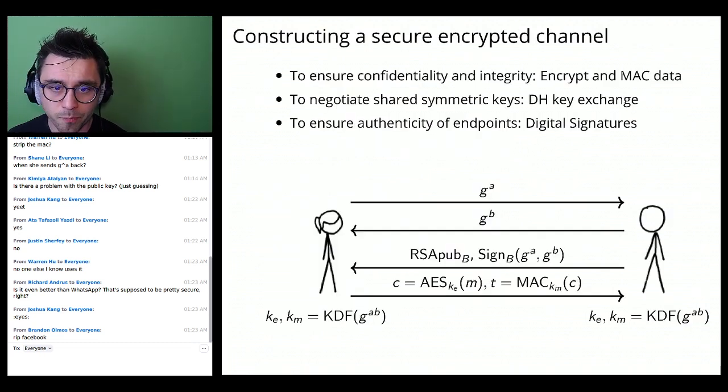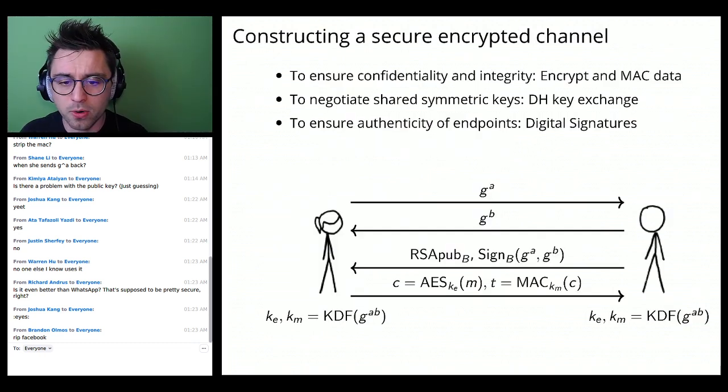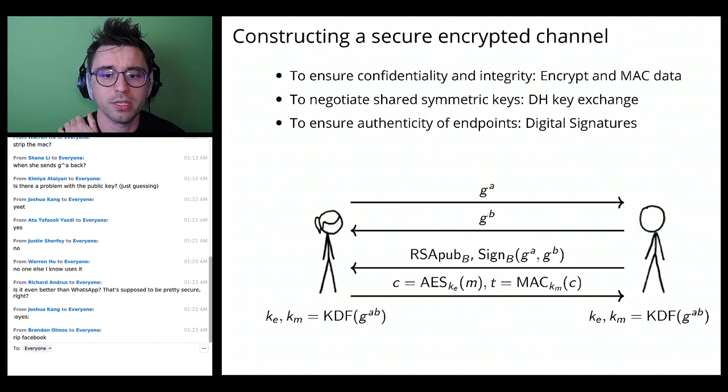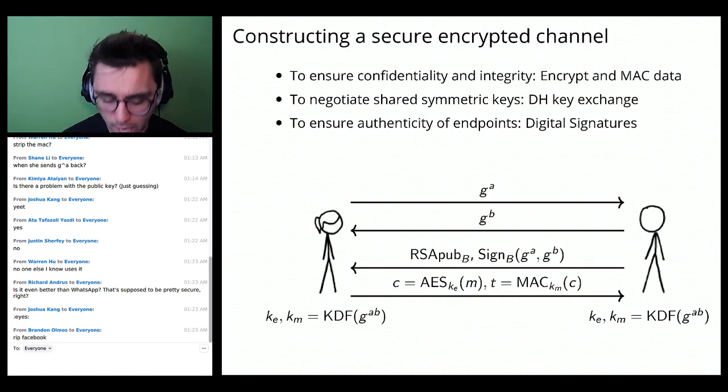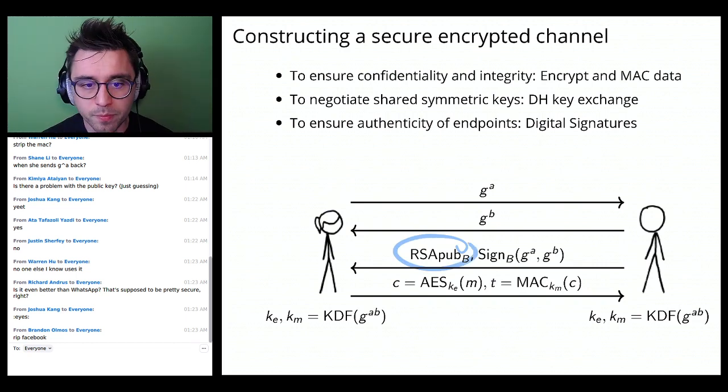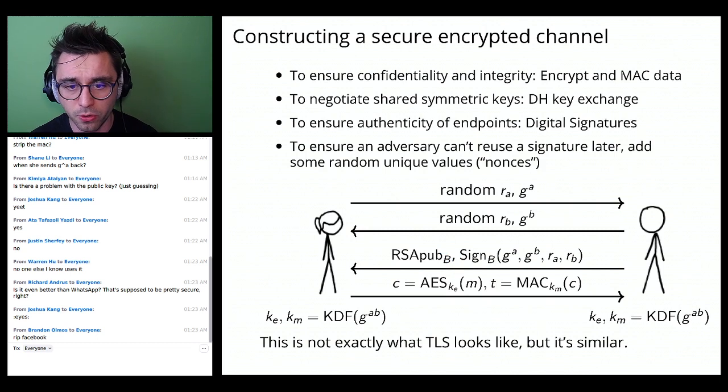Okay, so back to our communication diagram, right? How do we actually trust the RSA public keys coming from Bob when we get it at this point here? Well, we're going to use one of the methods that we talked about. In particular, we're going to use certificate authorities. But that's not the only thing that we have to be worried about.